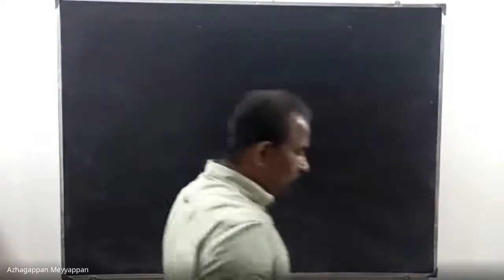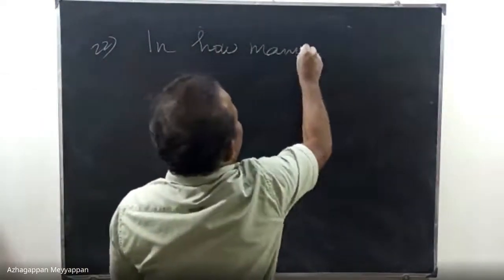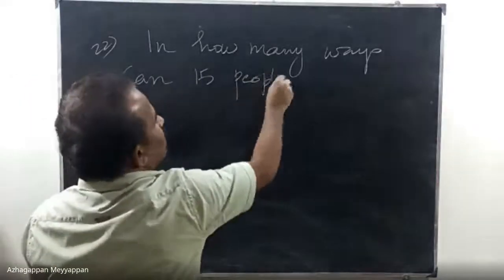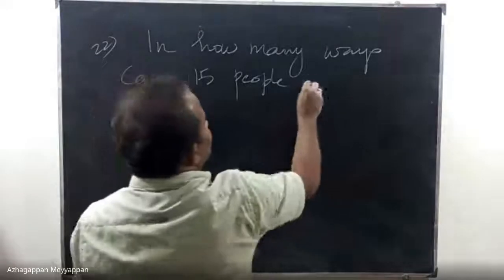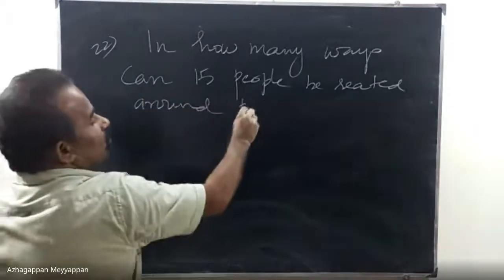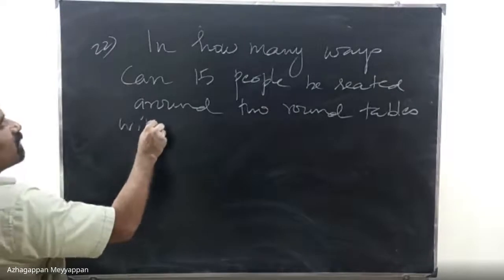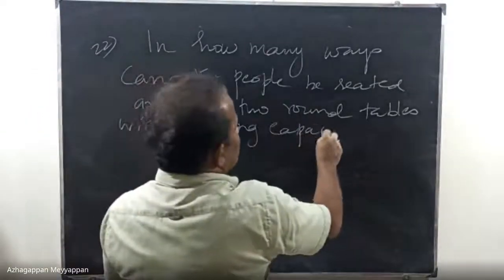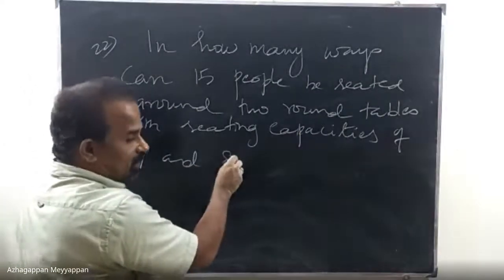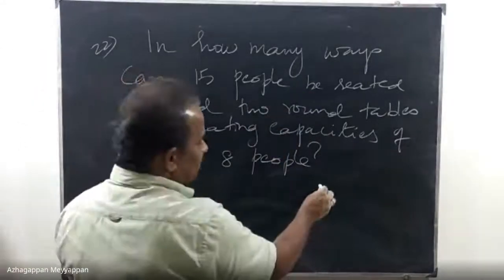Then the next question is, in how many ways can 15 people be seated around two round tables with seating capacities of 7 and 8 people? This is also important. So there are two round tables.